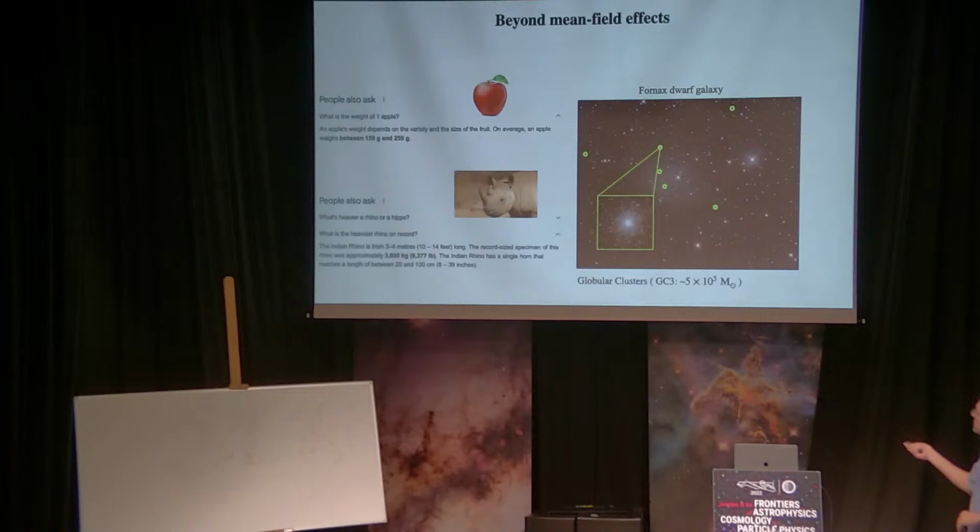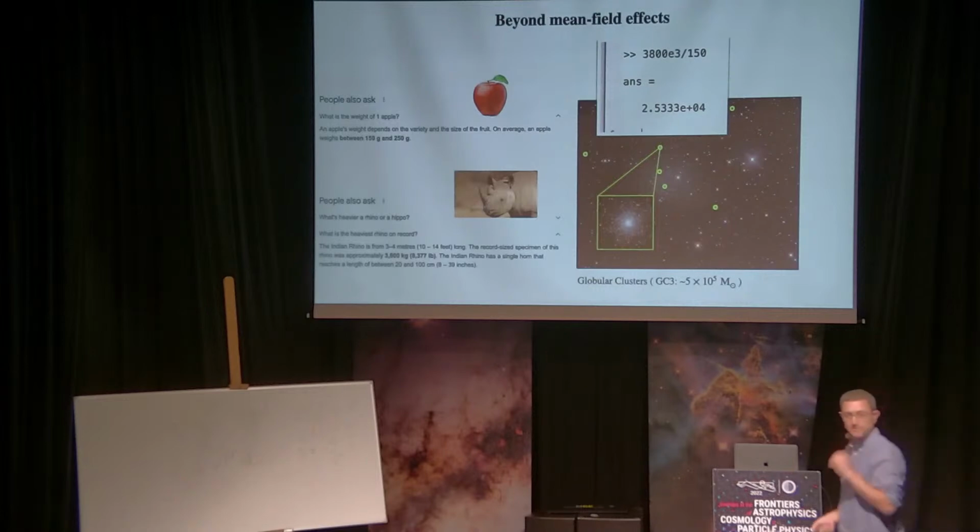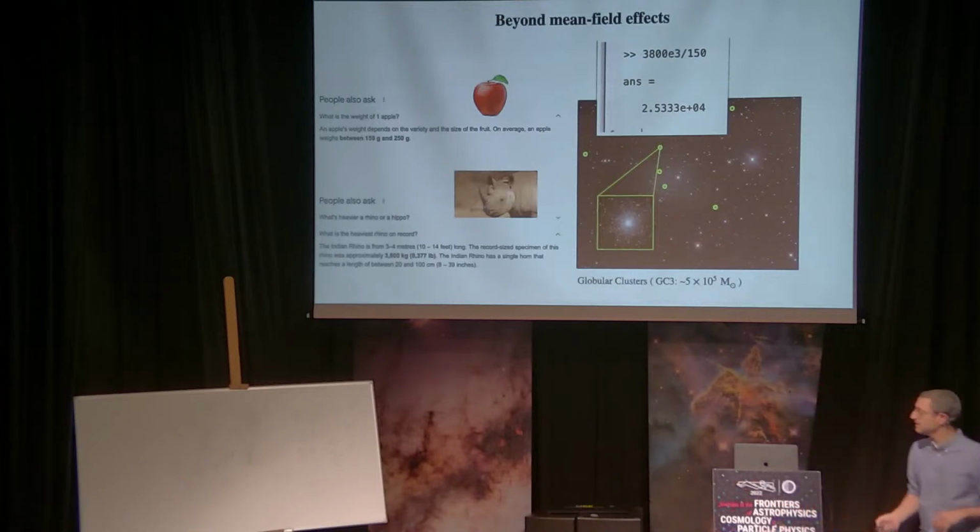I can actually, this is my command prompt on MATLAB, calculate the ratio of the mass between a massive rhino and a light apple, and it is in the ballpark of a few times 10 to the 4. So what we have here, we literally do have rhinoceroses moving in a sea of potentially apples, a sea of stars. But in fact, it's more interesting than this.